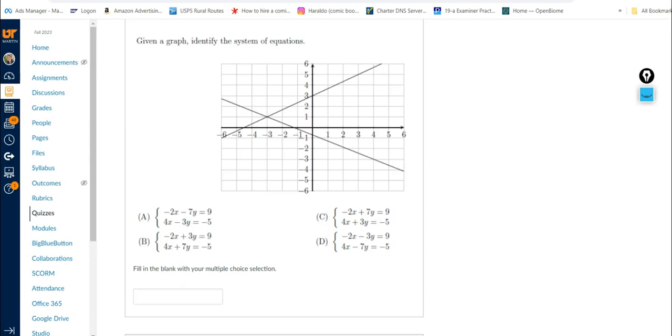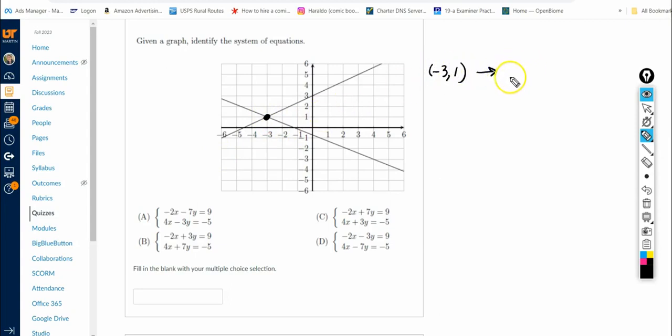Graph. Given the graph, identify the system of equations. Okay. Well, I think we can all see that the intersection point here is -3 comma 1. What does that mean? It means that -3 comma 1 is on both lines. So if you plug in x equals -3 and y equals 1 into both equations, they're both true.